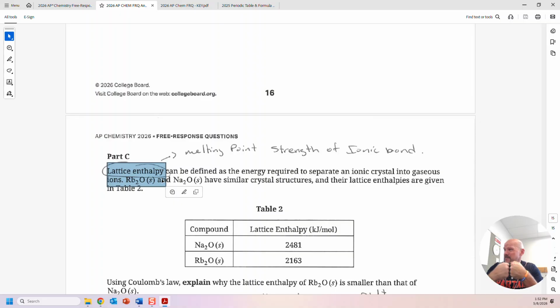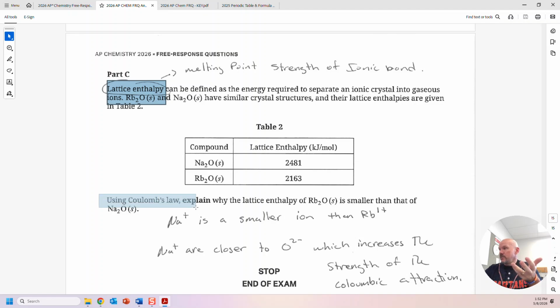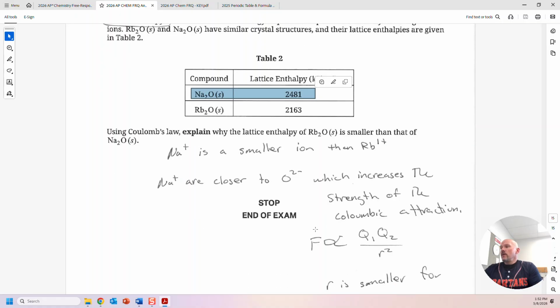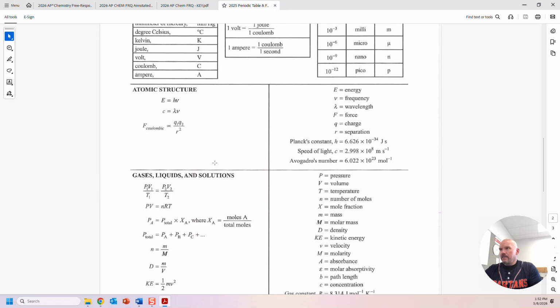And what are ionic bonds based off? Coulomb's law, right? And when you read this question, it even says using Coulomb's law. Explain why sodium oxide has a stronger ion-ion bond than rubidium oxide. And when it's ions, it's always Coulomb's law. Okay. So remember, you get Coulomb's law in your formula sheet. Let's find it. I think it's at the beginning, right? And you don't get the equal sign.